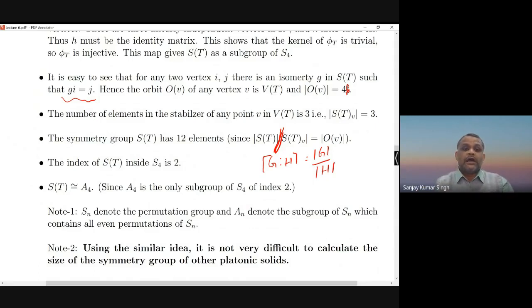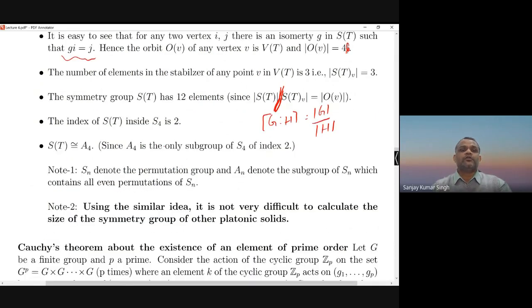So it means I got a subgroup ST inside S4 which has order 12. And what is the order of S4? It is 24. So what is the index of ST? It is 2. And now it is also not very difficult to prove that any index 2 subgroup inside SN is only A4, and hence the symmetry group of the tetrahedron is A4.